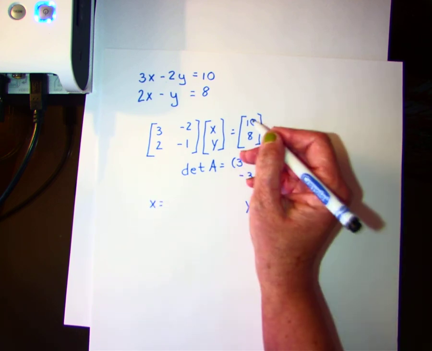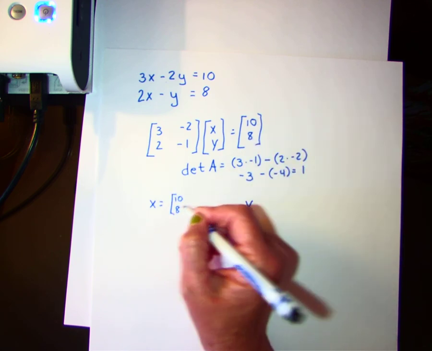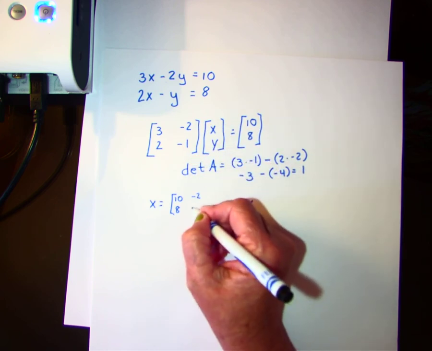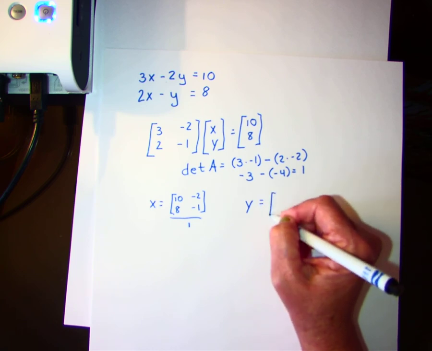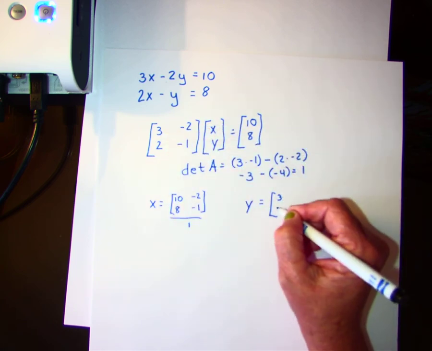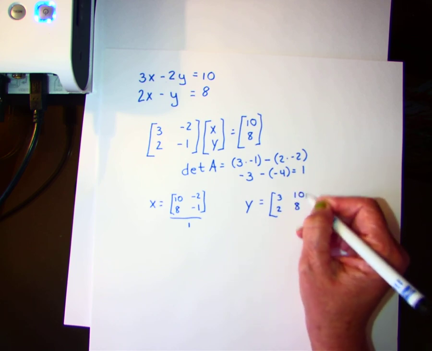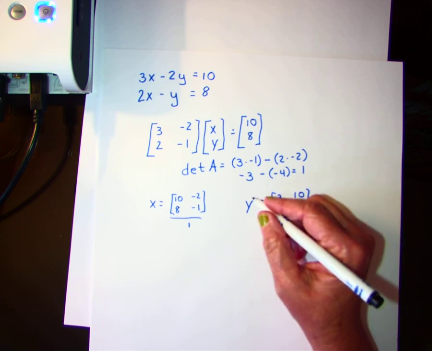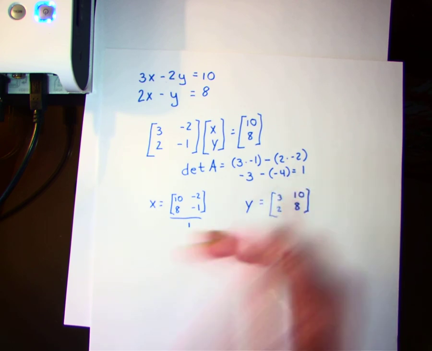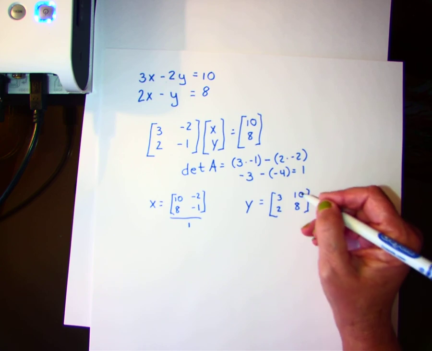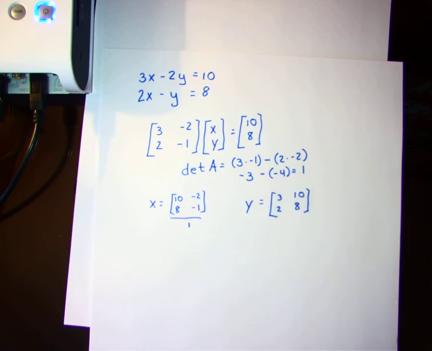My x was my E and my F, so it's 10 and 8, and then my B and D, negative 2, negative 1. And that's over my determinant, which is 1. My y is my x's, 3 and 2, and then my solution, 10 and 8. And notice my y is the second number in my solution, and so the solution goes second. X is my first, so the solution goes first. That's how I always remembered it.